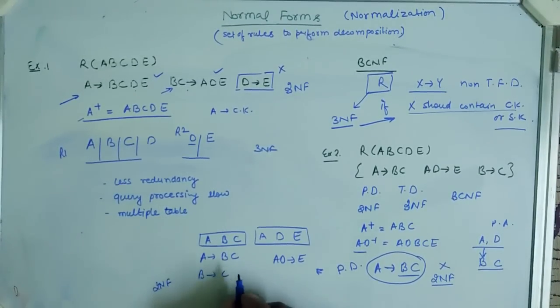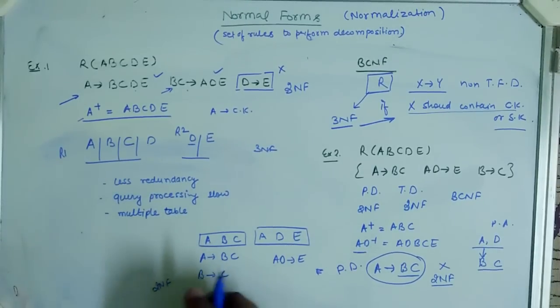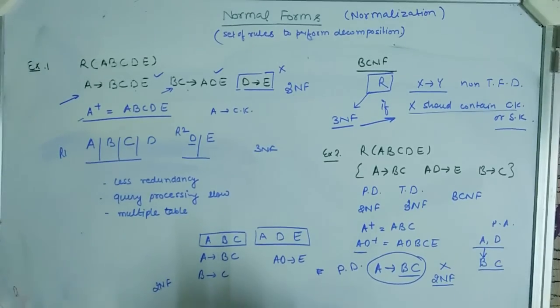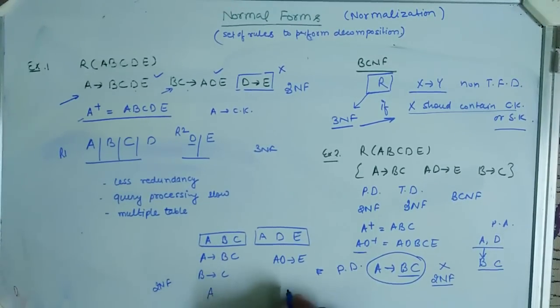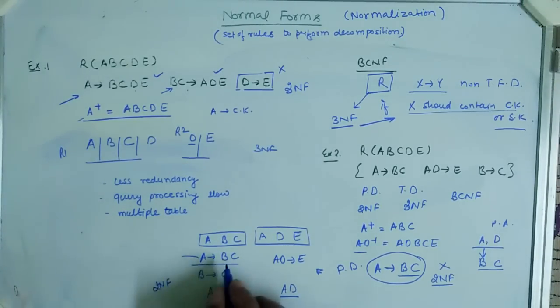For third NF, we need to check whether any transitive dependencies are there or not. So for transitive dependency, what do you need to check? You need to check the candidate key of the relation. So here the candidate key is A, here the candidate key is AD. You can check the transitive dependencies. Because A here is a candidate key, it satisfies the 3NF property, and here because B is not a candidate key and C is not a prime attribute, this relation does not satisfy the 3NF property.